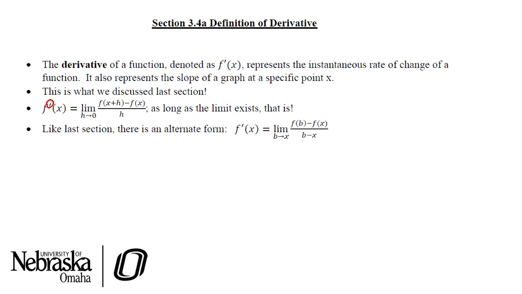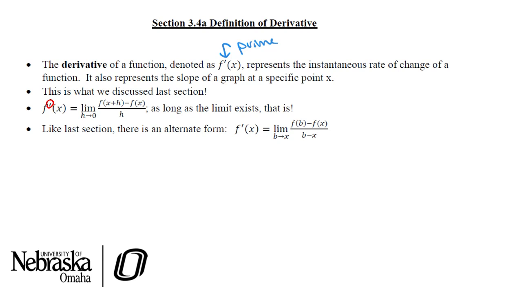It says the derivative of a function, denoted f prime of x, represents the instantaneous rate of change of the function. The instantaneous rate of change, the same thing we evaluated in section 3.3, is also the derivative. It also represents the slope of a graph at a specific point x. So the instantaneous rate of change, the same thing as the slope at a specific point, is the derivative of a function.